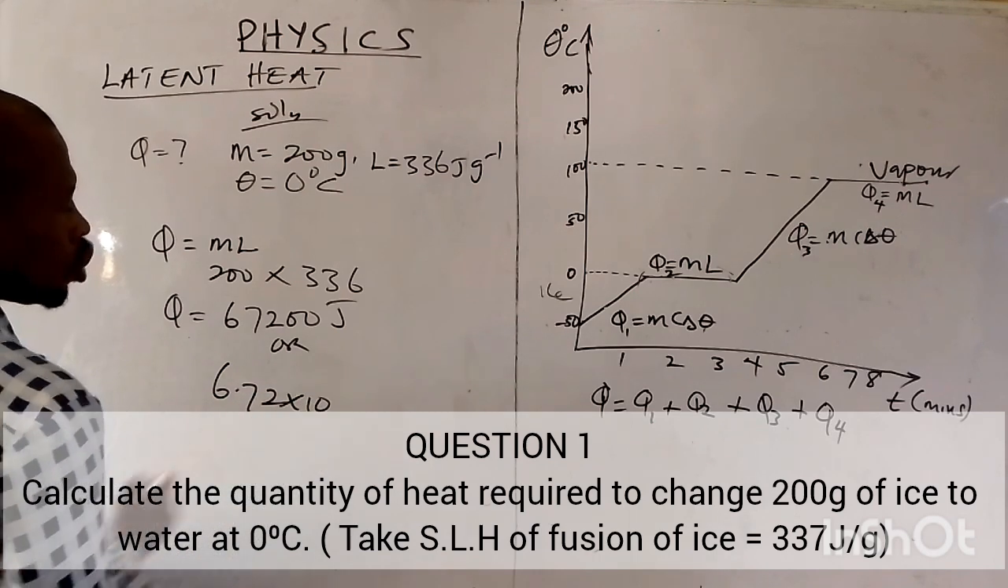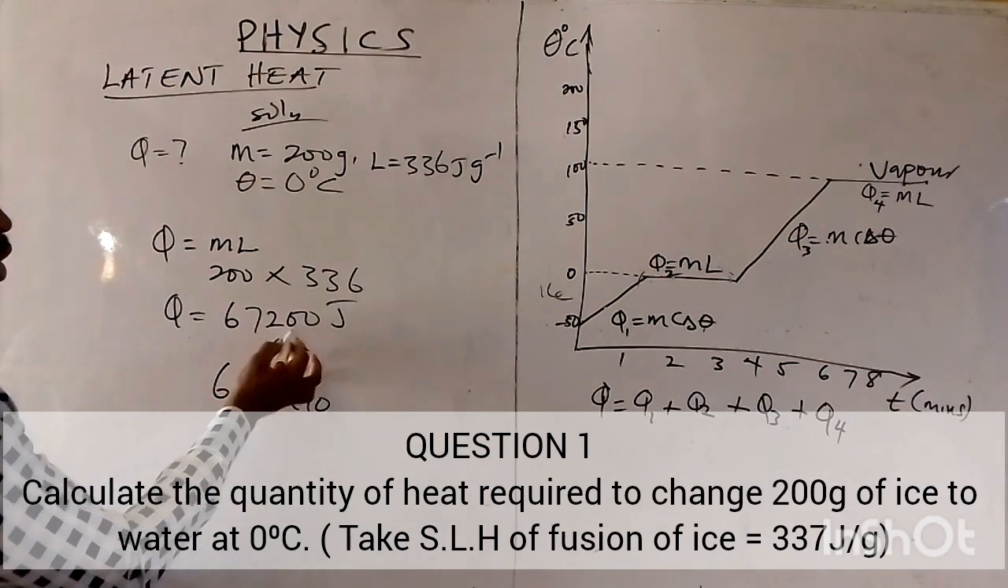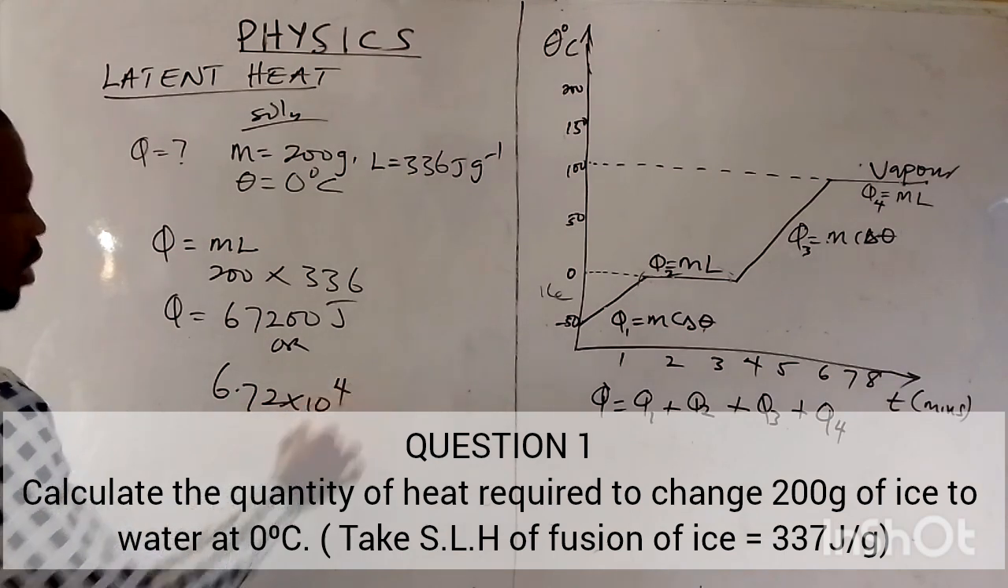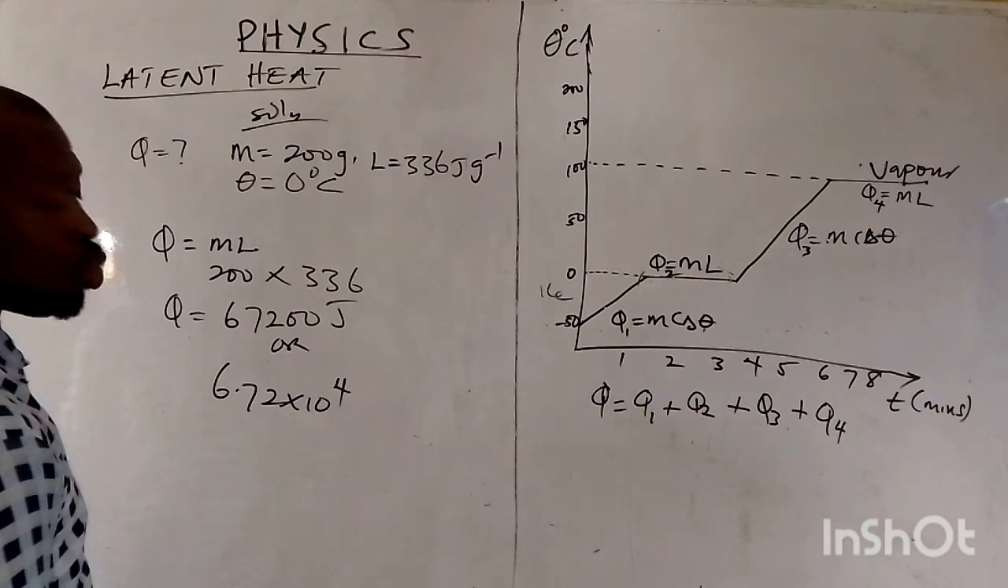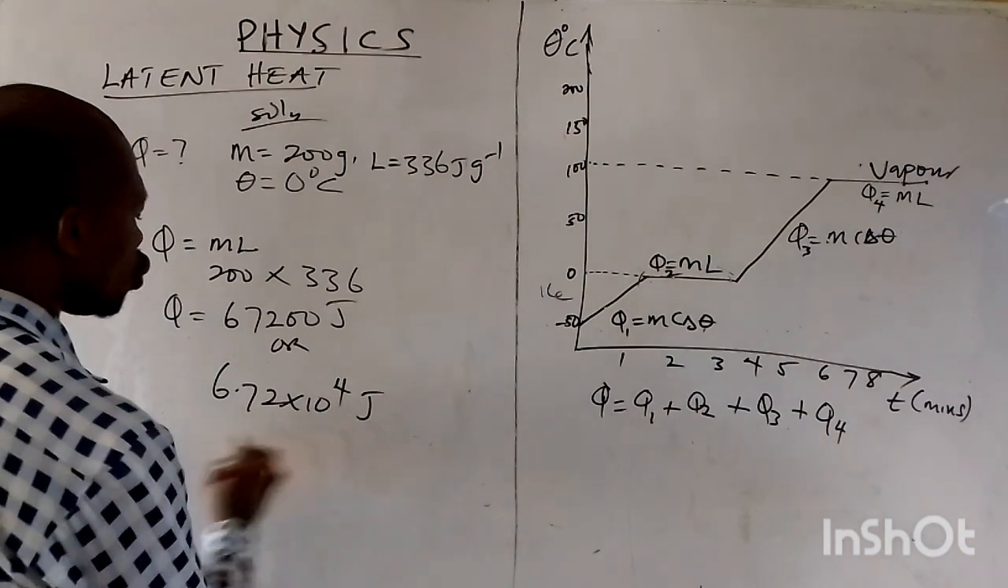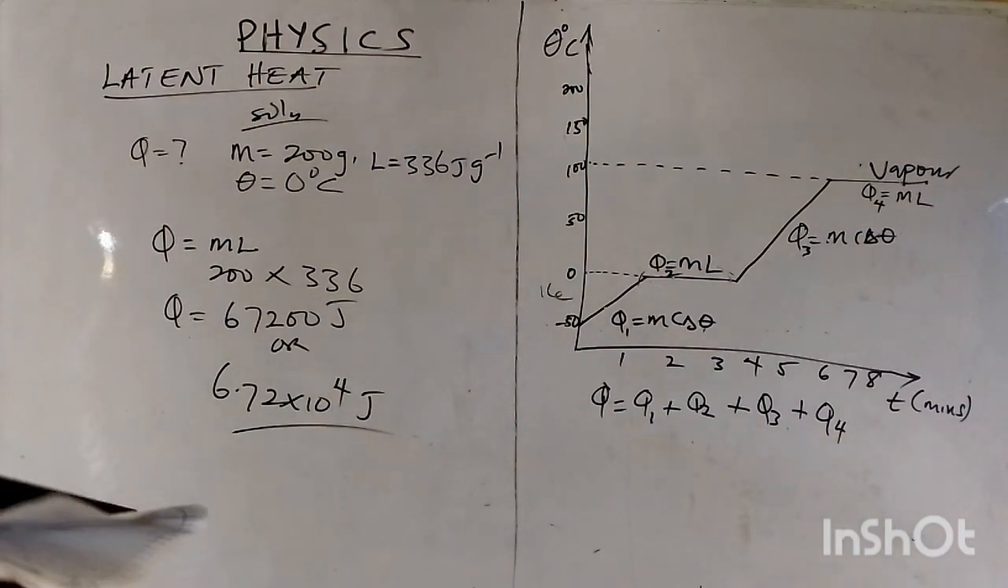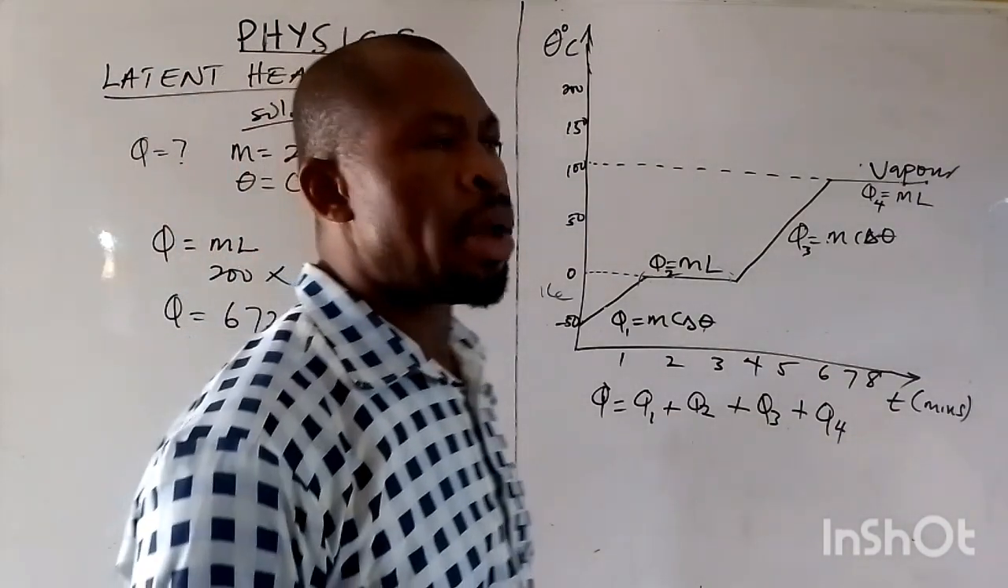Or you can still have it as 6.72 times 10 raised to the power. We can shift 1, 2, 3, 4. We can shift it like this, and it will give us 6.72 times 10 raised to the power 4 joules. So that is the solution to that problem.